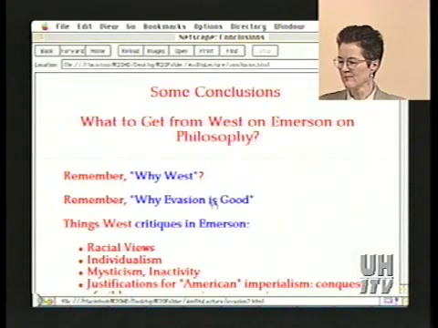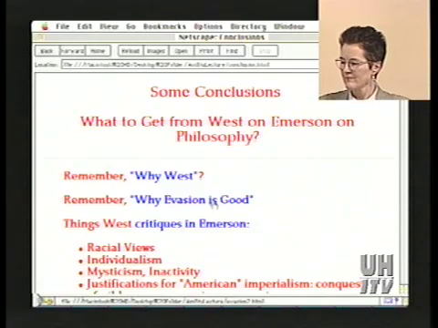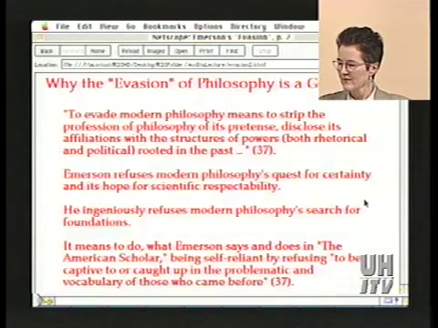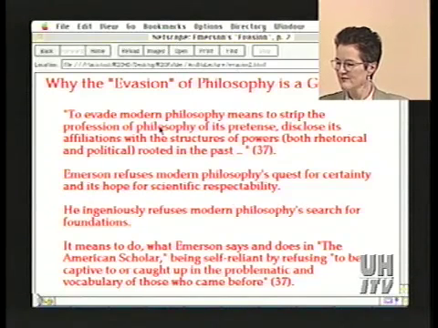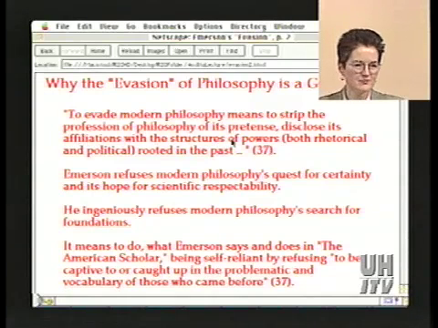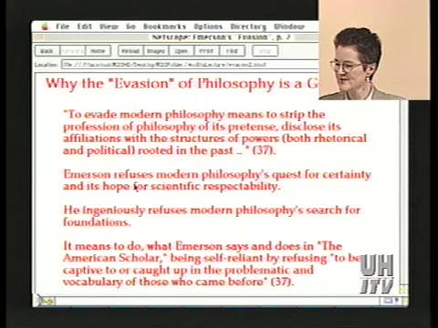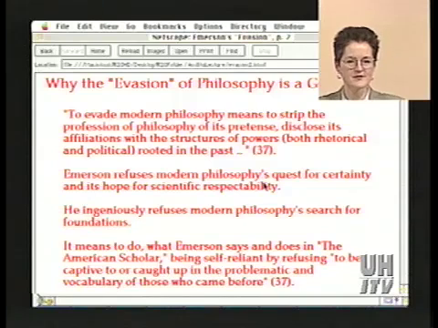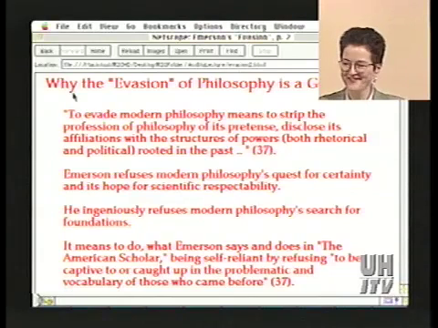And let's also remember, why was evasion good? Because we're going to take philosophy away from its pretenses, and we're going to really look at how intellectual ideas go along with power, and we're not going to get stuck in this dry epistemological quest for certainty and rational foundations. We're going to be flowing rather than dry.